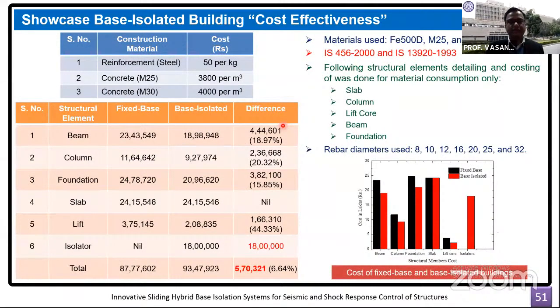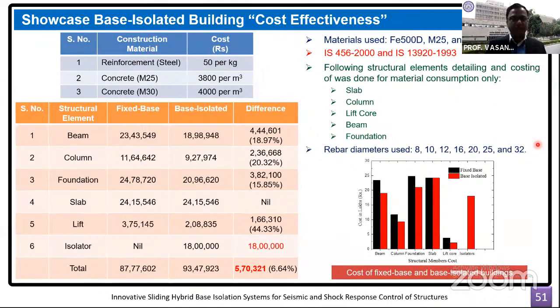Then, as I have said, we have also conducted some cost effectiveness study. Though this is not a full-fledged cost effectiveness study for the entire project, we were interested to know what is the reduction in the material consumption. So for the material use, particularly for the superstructure in the base isolated building, because the demand reduces down drastically, we were curious to know how does that affect the overall cost of the project.